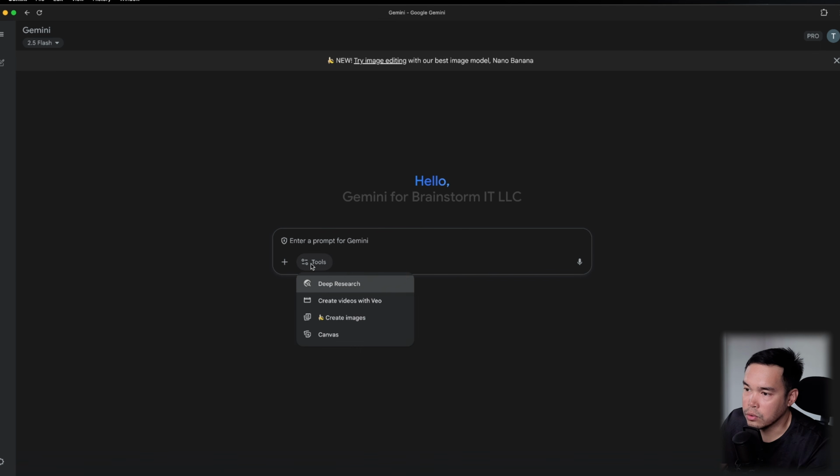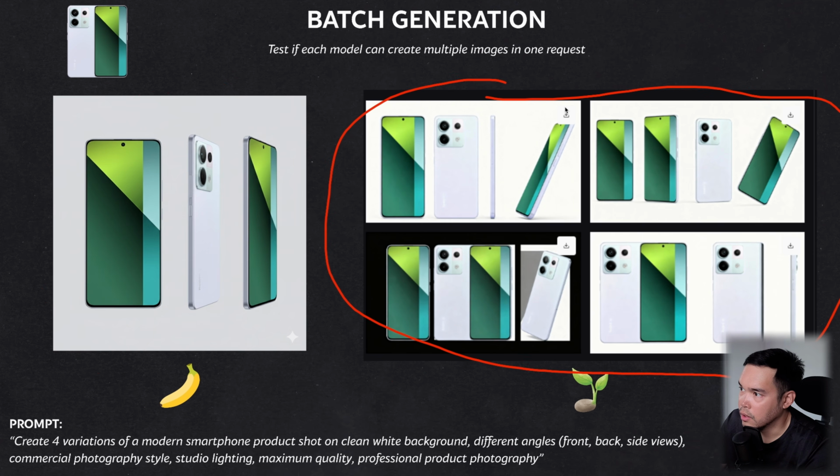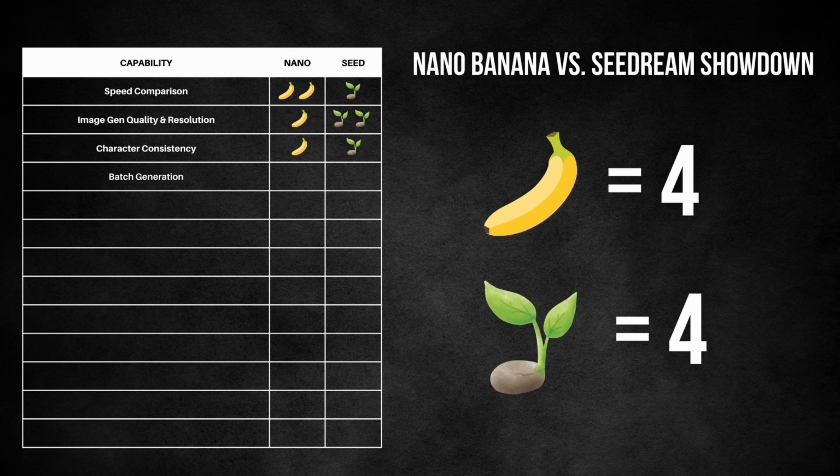Since I don't have control on the Gemini app over how many images it should generate, it only generates 1 by 1. And the result is Gemini only generated me 1 image over here, despite giving it this prompt, but Seedream did generate 4 different images. As you can see, this was a screen grab from fal. There are download buttons for each image. So for this capability, Nano Banana gets a 0 and Seedream gets a 2.